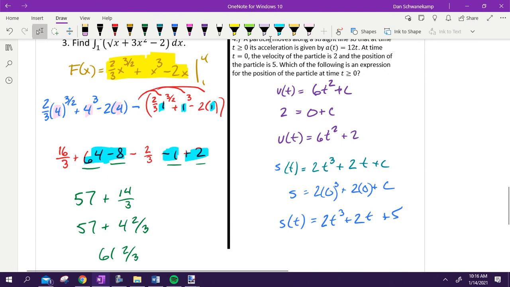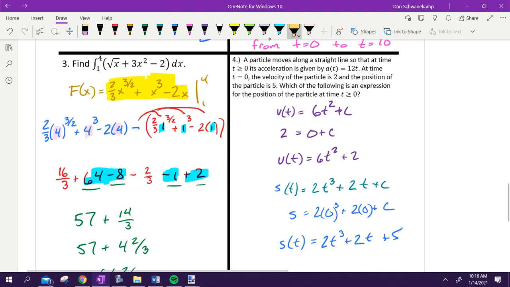On number 4, they started off by telling us acceleration, and they wanted us to figure out an expression for position. So we found the antiderivative of acceleration. It gave me this plus c. Then I plugged in what I knew: at t equals 0, the velocity is 2. So I plugged in 0 and 2 and solved for c. That's my new equation. But I didn't want velocity, I wanted position. So I found the antiderivative again, and it gave me another plus c. I know at t equals 0, the position is 5, so I plugged in 0 and 5 and figured out what c was. That was what I was looking for in the end.